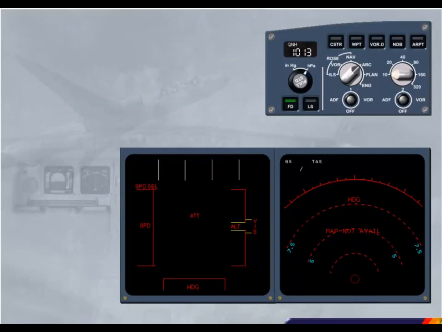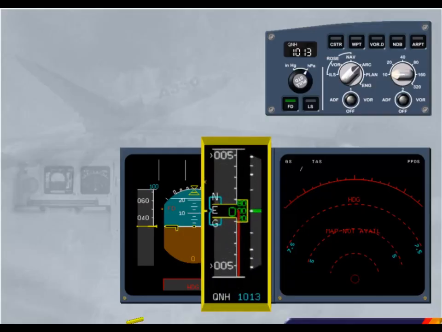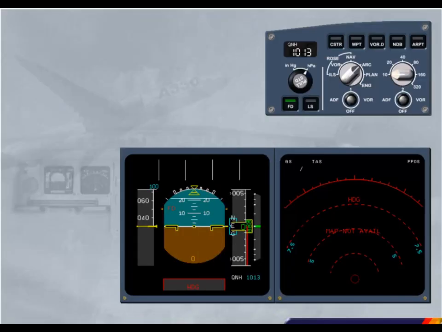The ADIRS system is now switched on, and the PFD will display attitude, speed and altitude data. Notice that the QNH is set by default at 1013 hectopascal, or 29.92 in inches of mercury. The setting of the ND mode selector will depend on the departure profile. This will be discussed in the FMGS modules, but we have already set ARC and 10 miles for you.